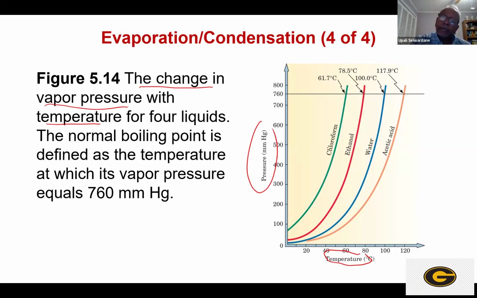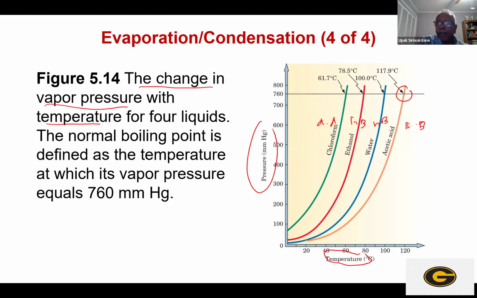If you look at here, chloroform has the lowest intermolecular force because it's dipole. Ethanol has hydrogen bonding. This is dipole-dipole interaction. This is hydrogen bonding. Water has much higher hydrogen bonding. Acetic acid has the highest hydrogen bonding because it has dipoles and hydrogen bonds together. It has the highest boiling point.